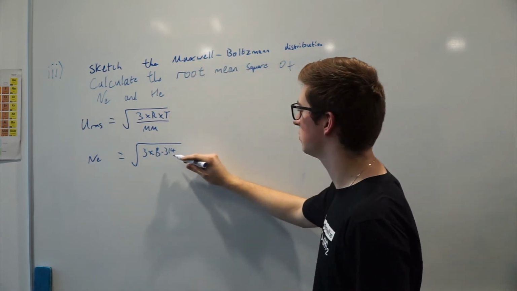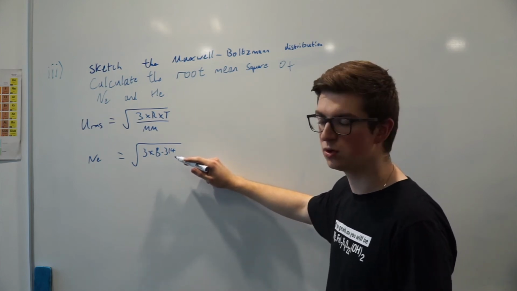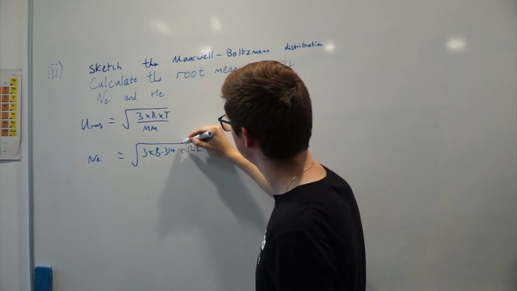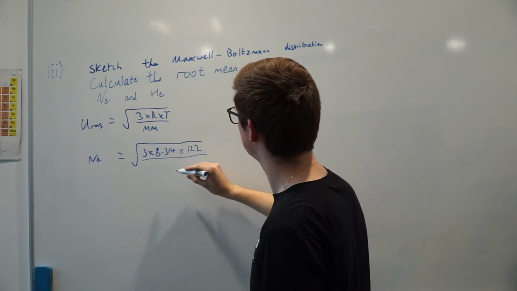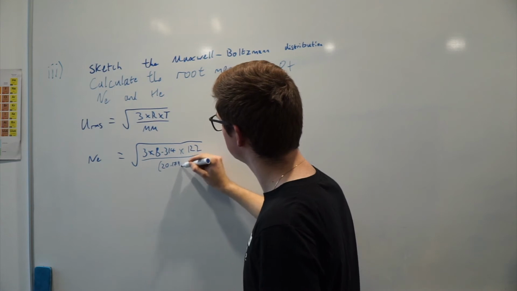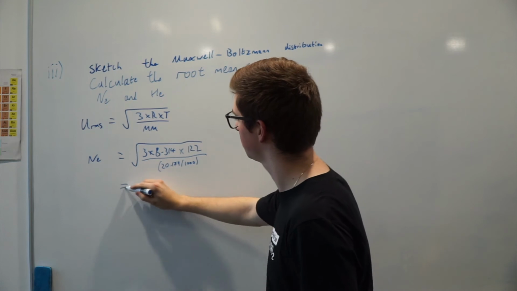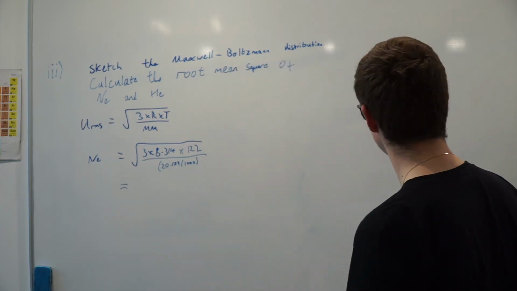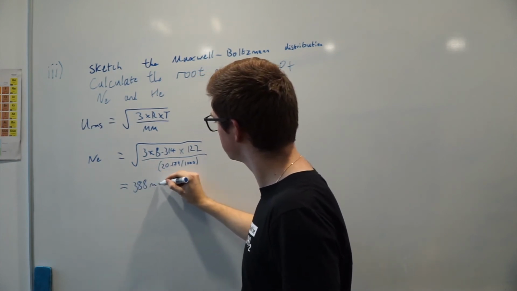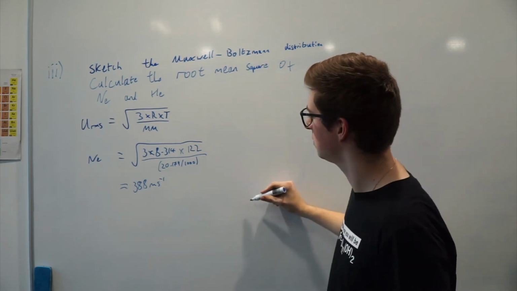Now we're using 8.314, as we're looking at energy, so joules per Kelvin per mole, and times that by temperature, which for this system is 122. Divide that by the molar mass, which would be 20.179 divided by 1,000, and you get the units to balance out. The root mean square of neon would be 388 meters per second.